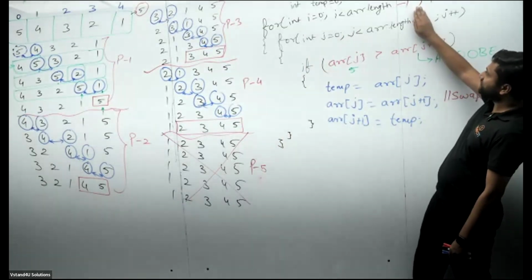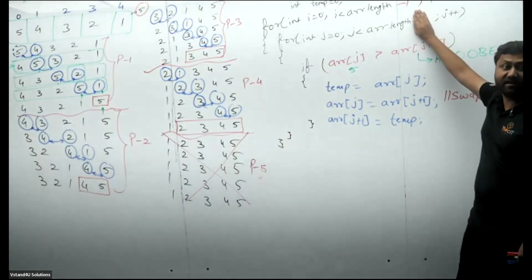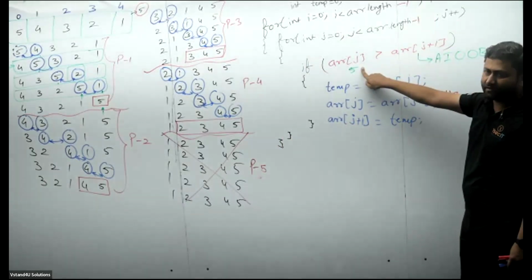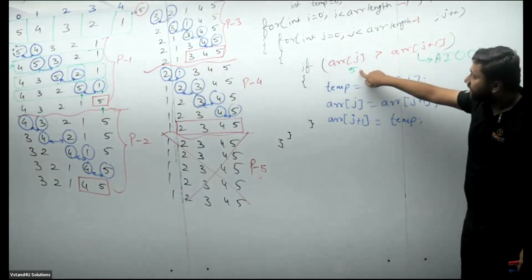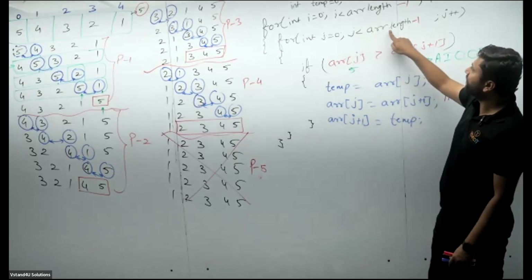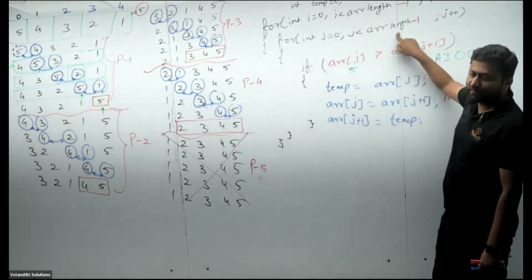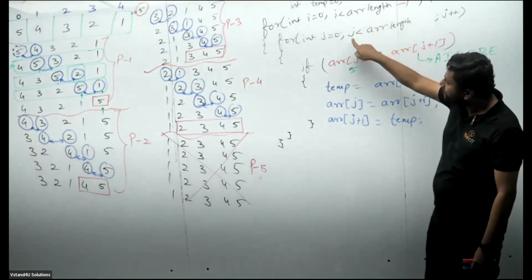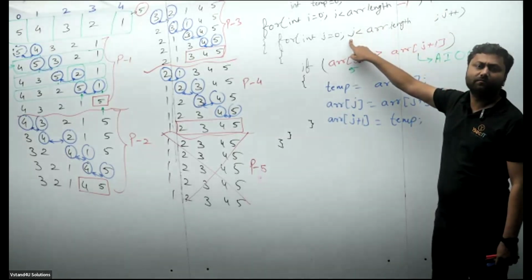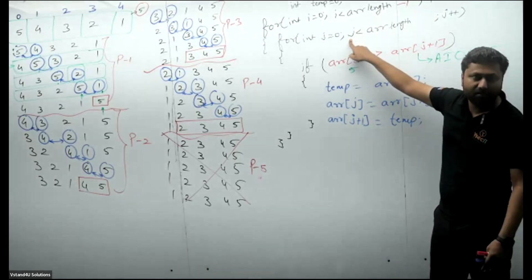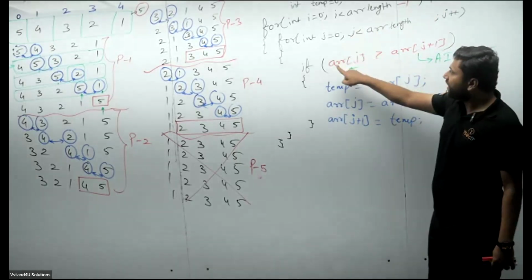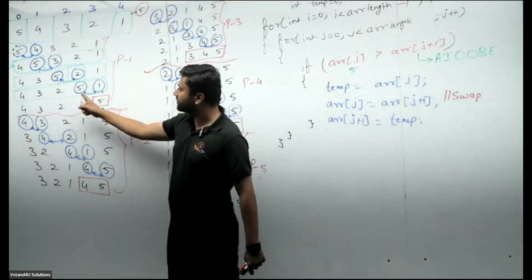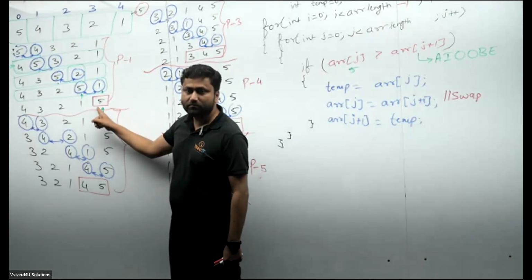If the -1 is not there, in the last iteration you will compare ARR of J. Agree? In the last iteration, what would the J value be? ARR of length -1. ARR length is 5. Suppose this -1 is not there at all, then the maximum value of J can be 4. J value is 4. ARR of 4. This is the state right now.